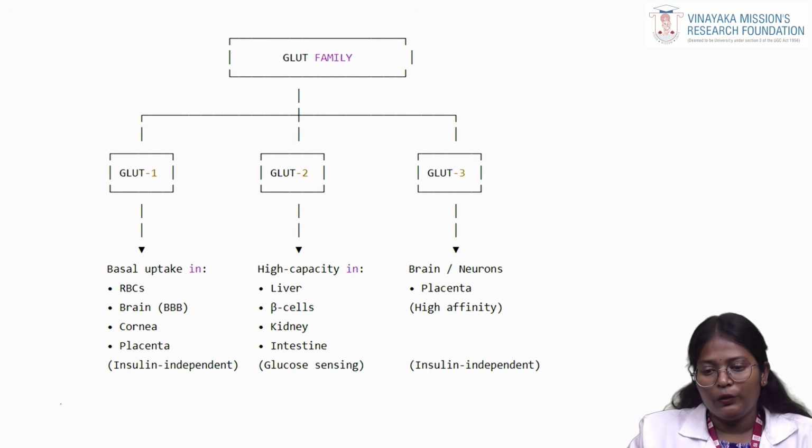Next, moving to GLUT3. GLUT3 is present in brain neurons and placenta, with higher affinity in the placenta. So this is also insulin independent. So GLUT1 and GLUT3 are insulin independent. GLUT2 is glucose sensing. Glucose sensing means that when there is a higher range of glucose in the body, these transporters get opened.